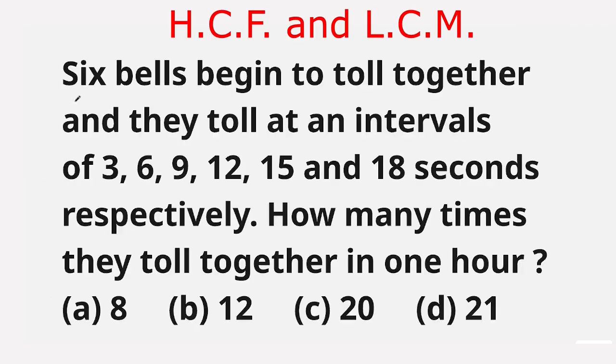Our question is, 6 bells begin to toll together and they toll at intervals of 3, 6, 9, 12, 15 and 18 seconds respectively. How many times they toll together in 1 hour? The given options are option A 8, option B 12, option C 20, option D 21.